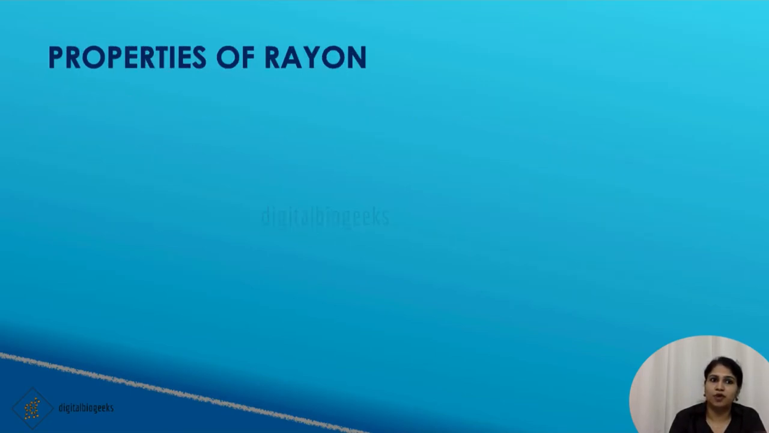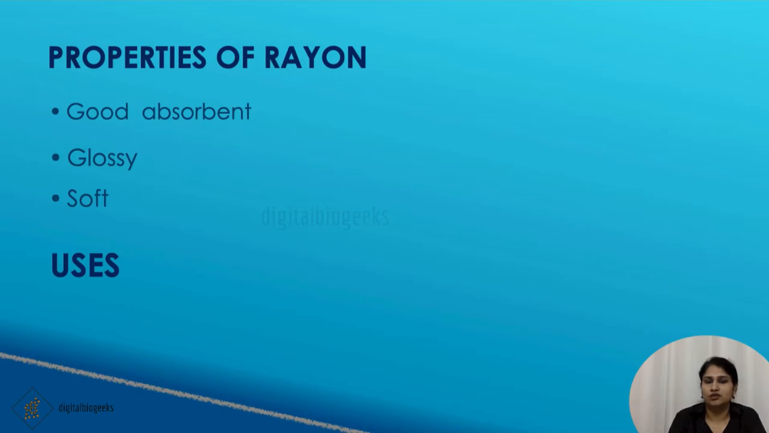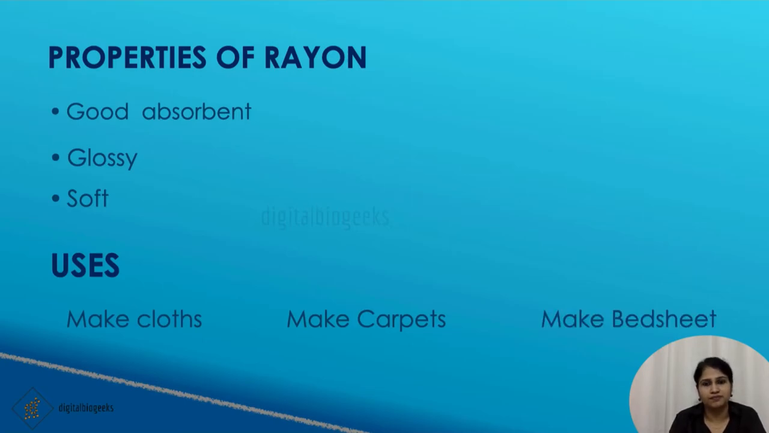Let's see what the properties of rayon are. It's a good absorbent. It can absorb the sweat from our body. It's glossy like silk and soft like silk. What are the uses of rayon? We use rayon to make clothes. Carpets are made when rayon is mixed with wool. Bed sheets are made when rayon is mixed with cotton.